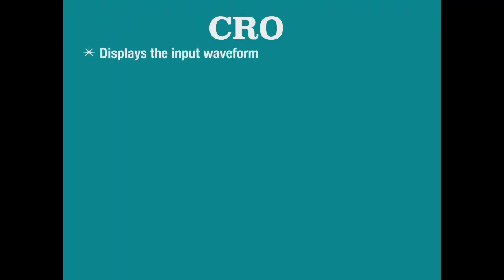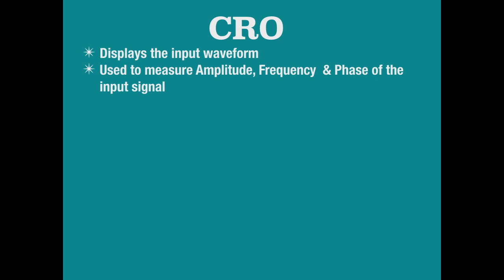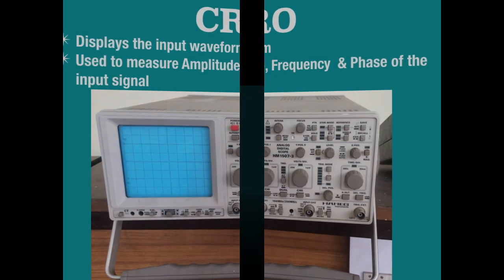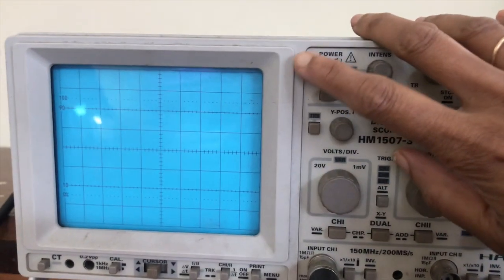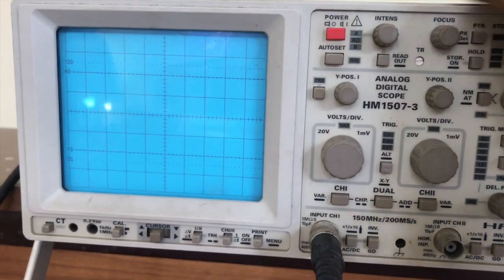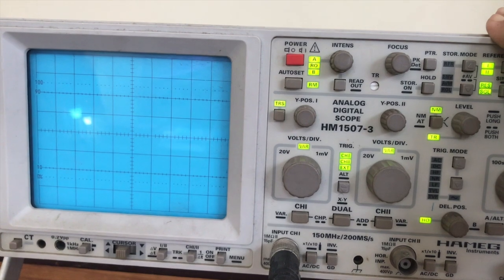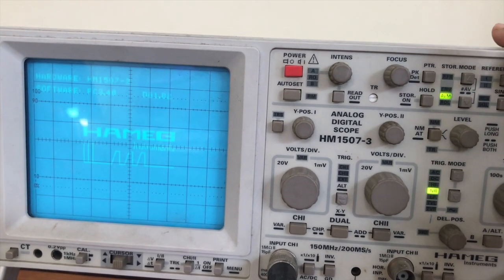Then we have the CRO, cathode ray oscilloscope. The function of the CRO is to display the input signal, the input waveform, and it is used to measure amplitude, frequency and phase of the input signal. Now this is the real cathode ray oscilloscope, CRO. It has been switched on, so it is initializing the oscilloscope.